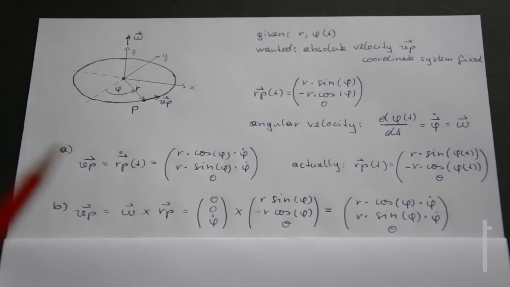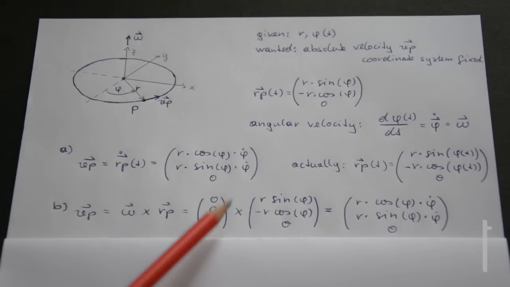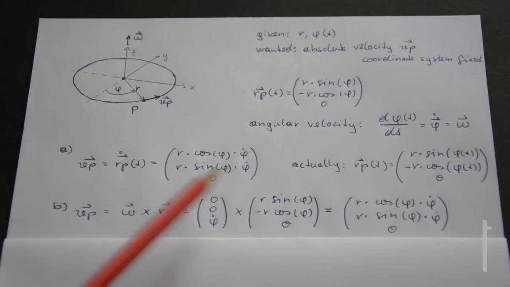And here you can see already that for this possibility we already need the knowledge that omega is pointing in z direction and is positive, because otherwise we would not be able to build this vector here. And the cross product gives us exactly the same result as above, as you can see. Now I have another example for you.